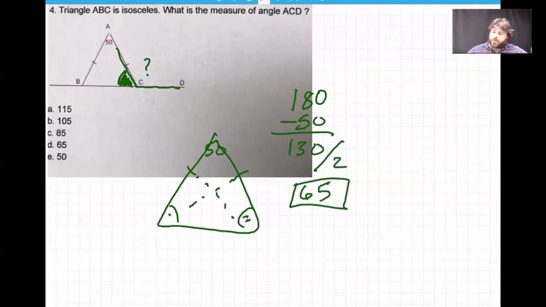So that means this angle here is 65 degrees. So if this is 65, what number would have to be here? Well, it's 180 minus 65, which is 115. So answer choice A is correct.